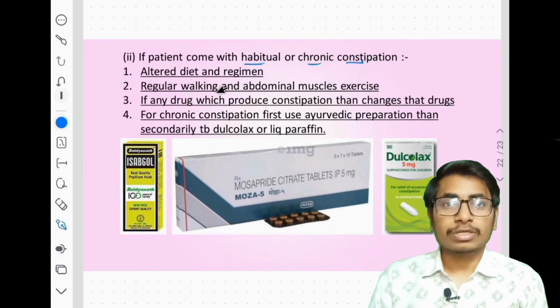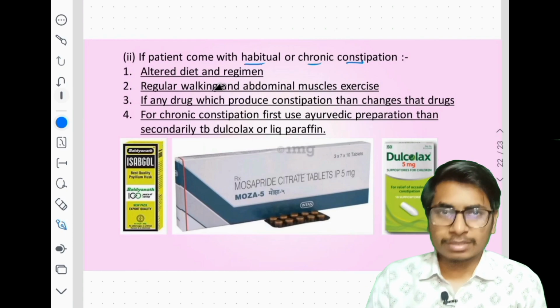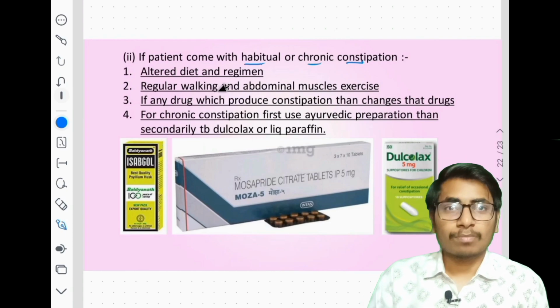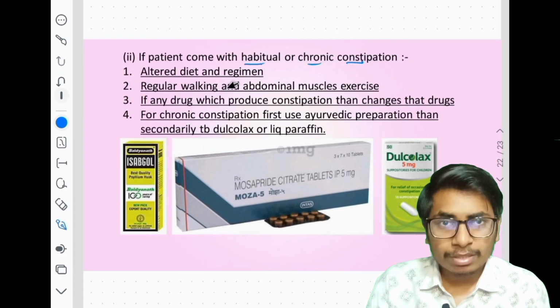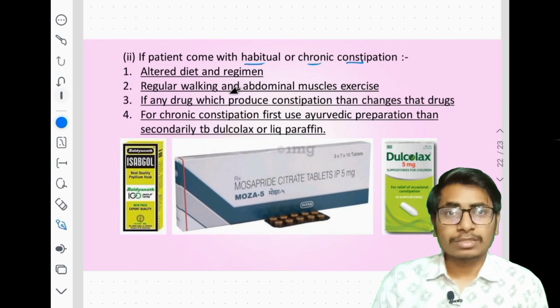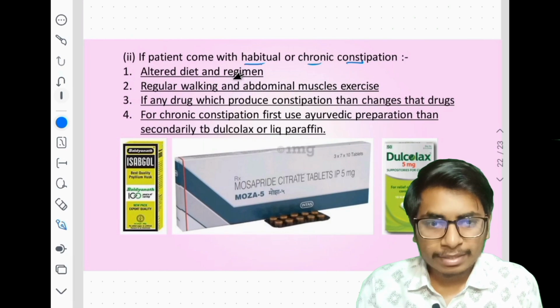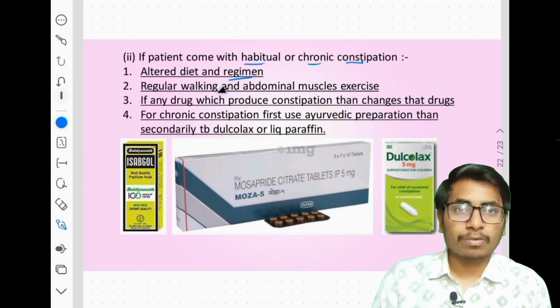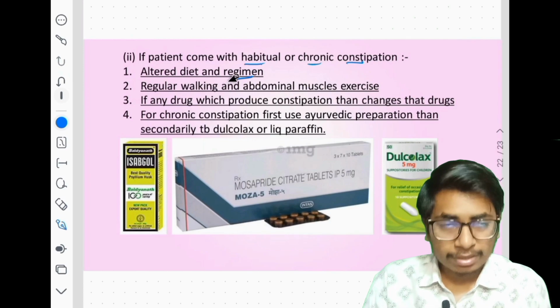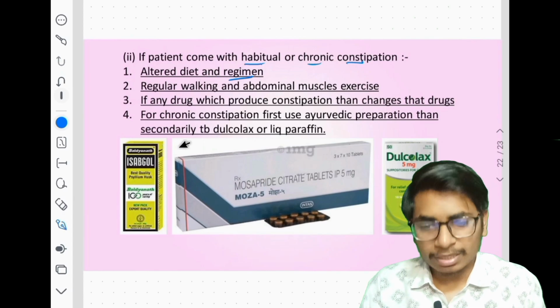Now, fourth circumstance: if the person comes with habitual or chronic constipation, then we advise the patient to alter their diet and regimen. In the diet, the person should take more fruit, bananas, green leafy vegetables, and at least 1 to 2 liters of water per day. In the regimen, we advise the patient regular walking, regular sleeping, and regular abdominal muscle exercise.